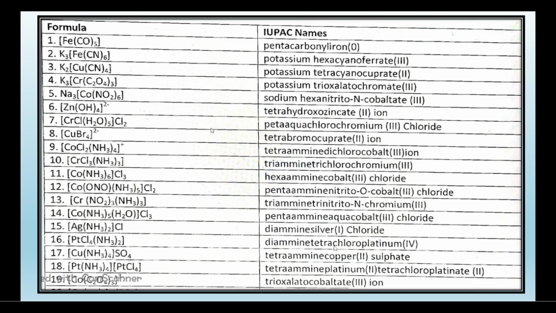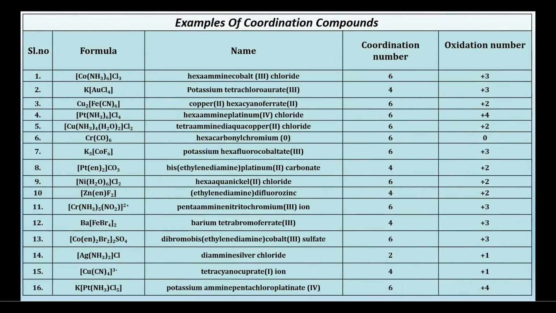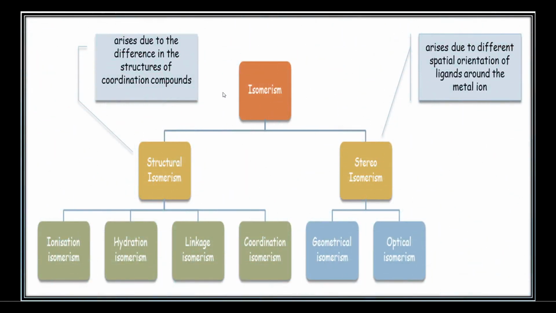Here also, similar types of complexes can appear. Here are some examples with the respective coordination numbers and oxidation numbers. You can easily find the coordination number, which is the number of ligands, and the respective oxidation number can be calculated. These are some of the examples.